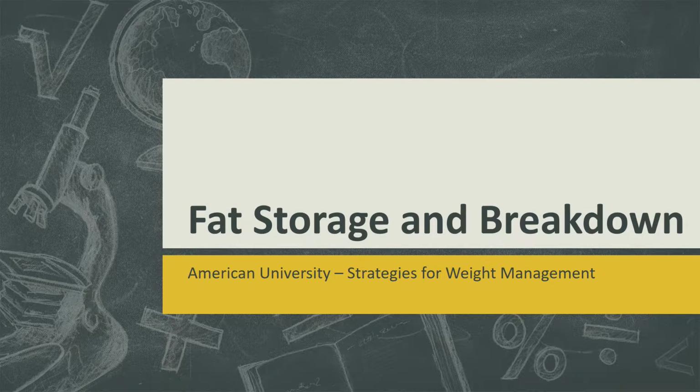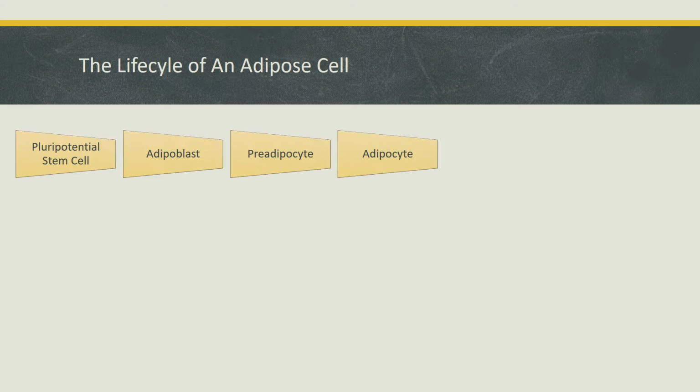Hello, today we will discuss fat storage and breakdown and the processes by which they occur. We will start by looking at the process of a pluripotential stem cell moving into an adipose cell. First, we know that the entire process cannot occur without cortisol and insulin, as these promote the storage of fat.